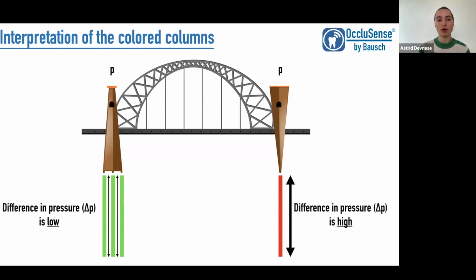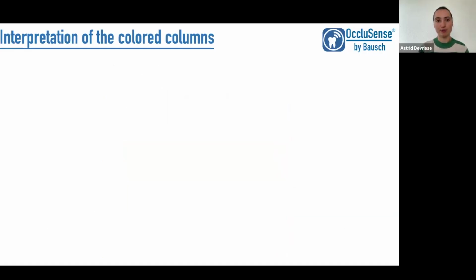And also, if you have a look, the bars are not absolute values, but they are relative. So this means it's always compared to the column or to the pressure point next to it. So this is also important.